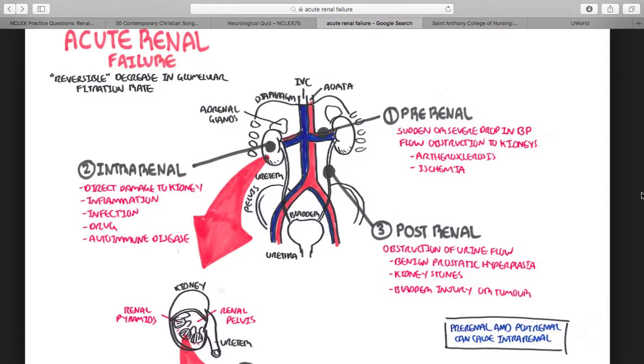You're going to treat the underlying cause. You're not just going to say, oh, you're nephrotoxic because you have an infection, so I'm not going to treat your infection. You're going to treat the infection. You're going to use your nursing judgment and prevent further obstruction.